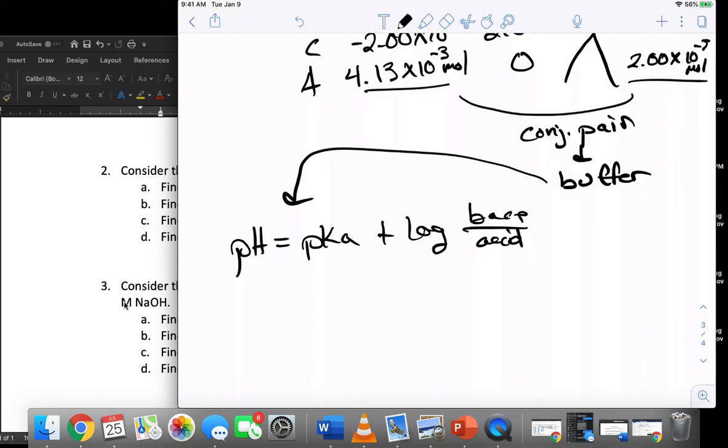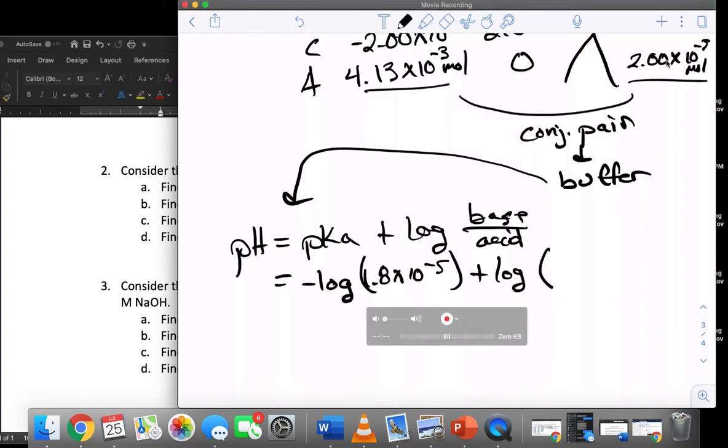Yeah, if I can write, there we go. And plugging in our pieces, pKa, negative log 1.8 times 10 to the minus 5. That's our Ka of the acetic acid, plus log of the base. And remember, we can just use the moles rather than concentrations here because they're all in the same solution, so the volumes would be the same anyway and cancel out.